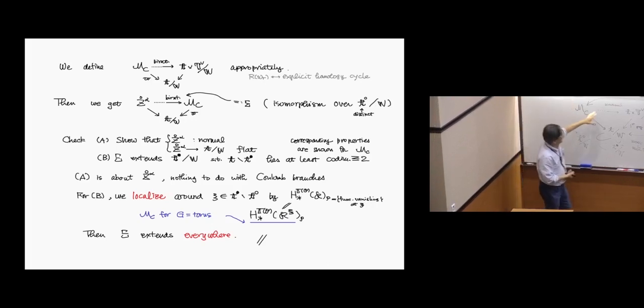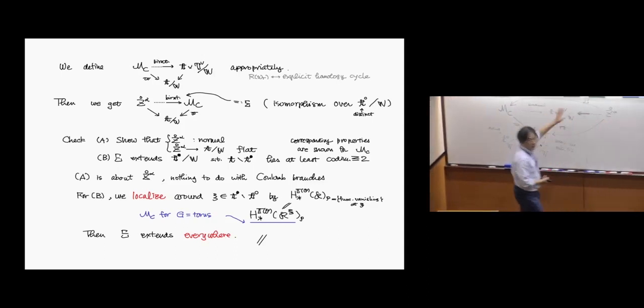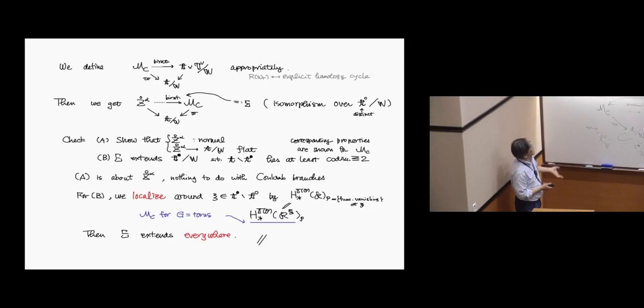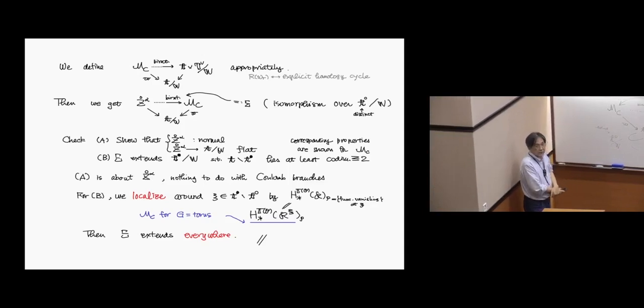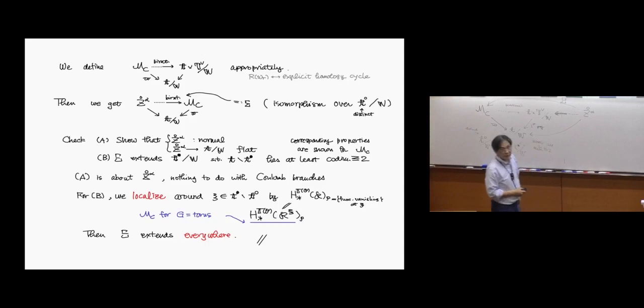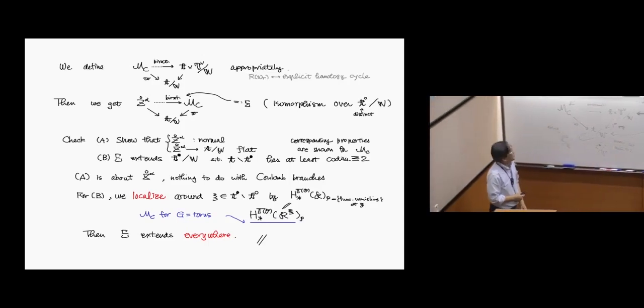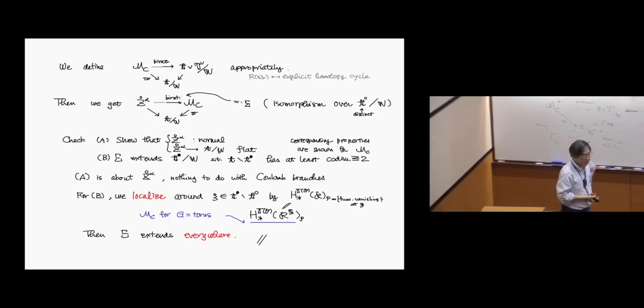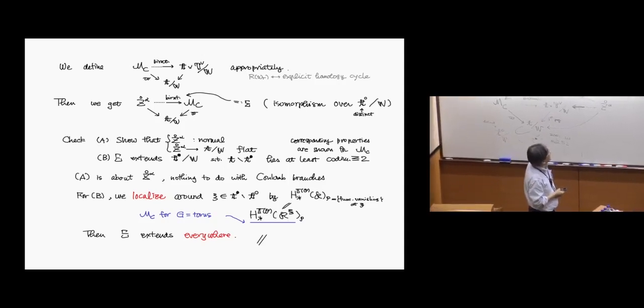Once you have normal varieties, an isomorphism in codimension two automatically extends to an isomorphism everywhere. So this is a well-known property for normal varieties. We use this trick many, many times in other situations. And also, this kind of property can be checked by using the localization in equivariant homology.